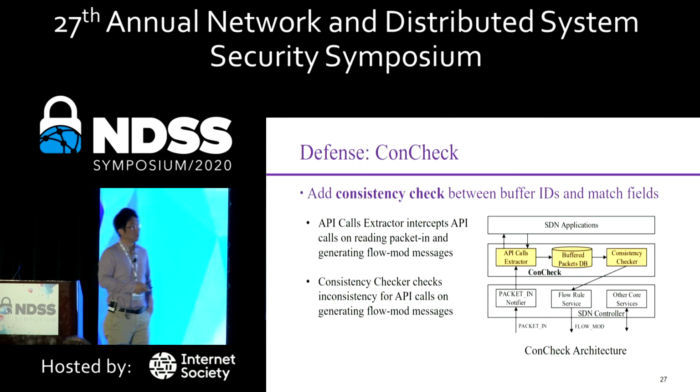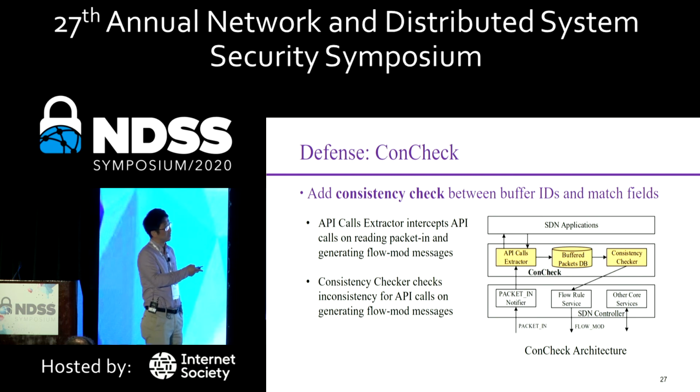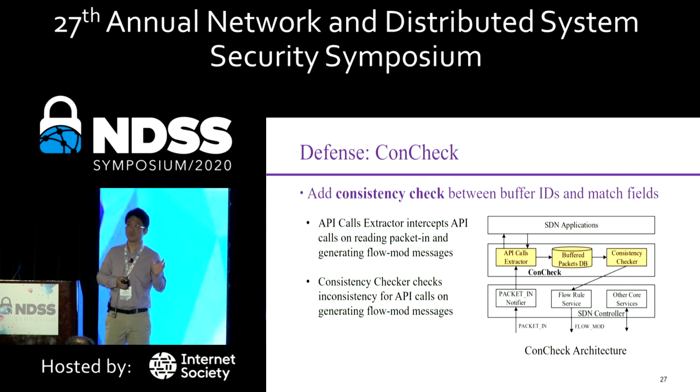For defense, there are 2 options. One is to perform consistency checking on the switch, or we can perform it on the centralized controller. The problem with deploying it on the switch is that there are so many switches from different vendors. You cannot force all those vendors to fix these problems. So we choose to fix these attacks on the centralized controller by installing one layer of checking. The idea is that we not only check the buffer ID, but we also match both the buffer ID and the match field to see if there are any inconsistencies.